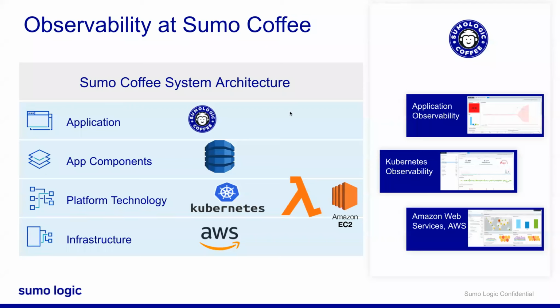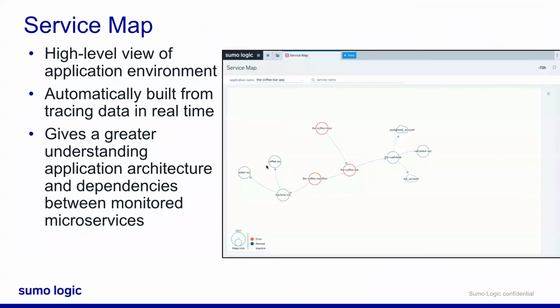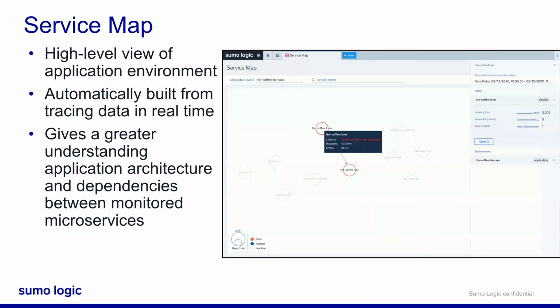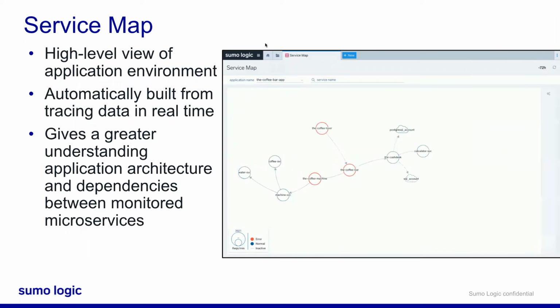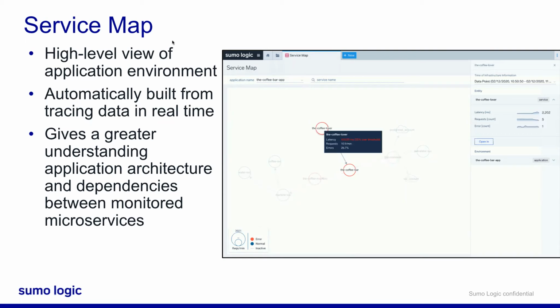The first view I'm going to talk about is a service map. And this is an example of one right here. We'll see one hands-on shortly. We're getting to that hands-on portion, a couple more slides till we get there. But this is what the service map looks like. What it is, as it says in bullets here, is a high-level view of your application environment.